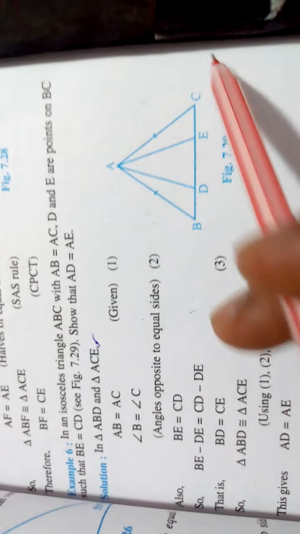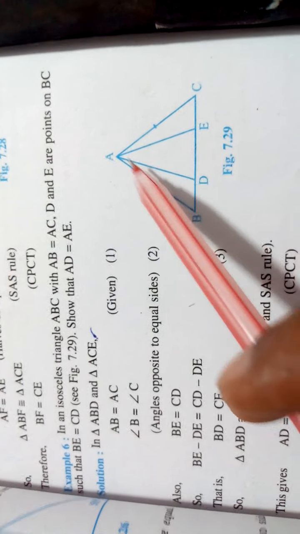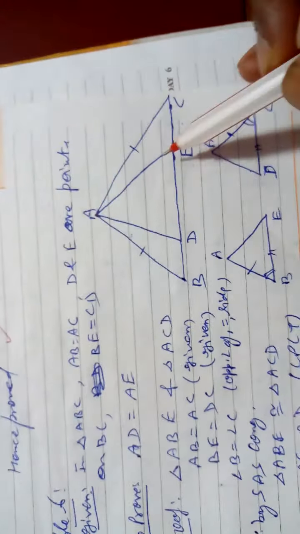BE is equal to CD, it is given. You want to prove AD equal to AE. So there are two options. First of all, you draw the figure. AD is equal to AE, you want to prove.